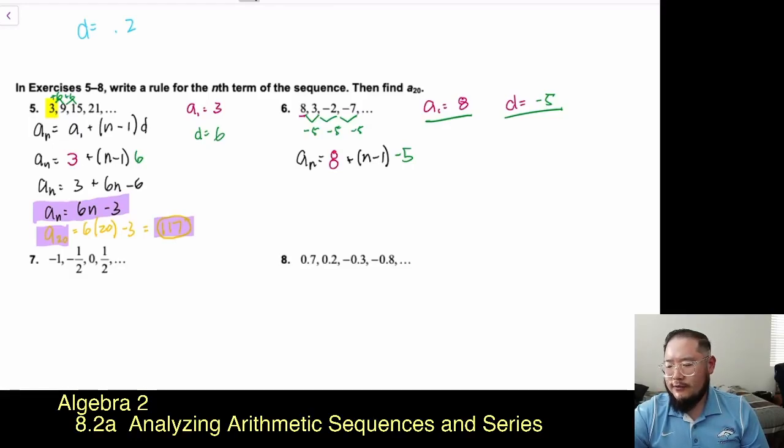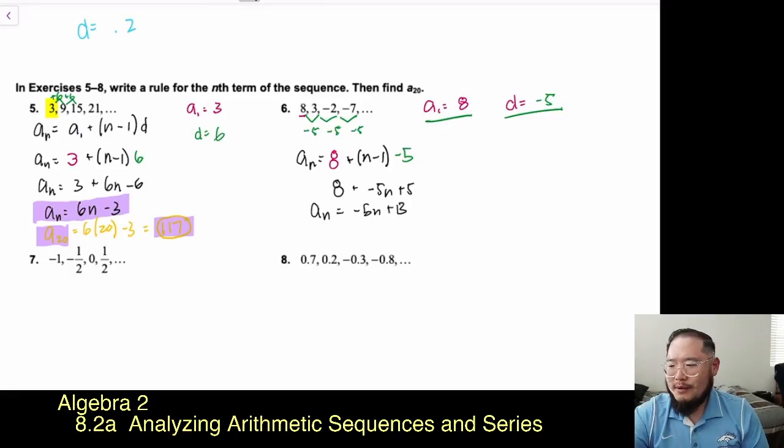And so we got 8 plus, and then let's go ahead and put negative 5, and then we have positive 5. We'll go ahead and simplify it all together, and a sub n is equal to negative 5n plus 13. All right. Don't forget the last step.